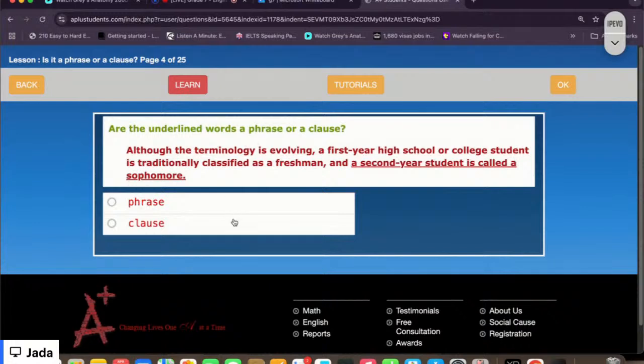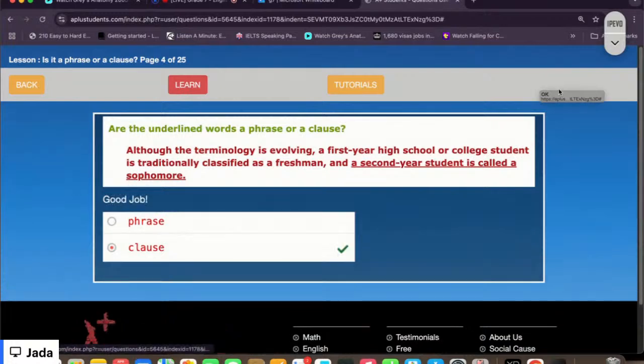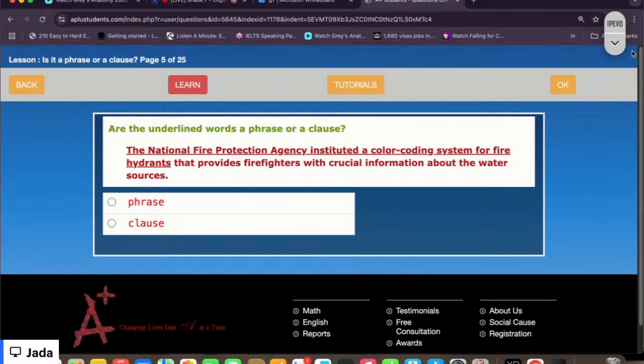All right, so we have what? A clause. Okay. So "The National Fire Protection Agency instituted a color coding system for fire hydrants that provides firefighters with crucial information about the water sources." So phrase or clause?